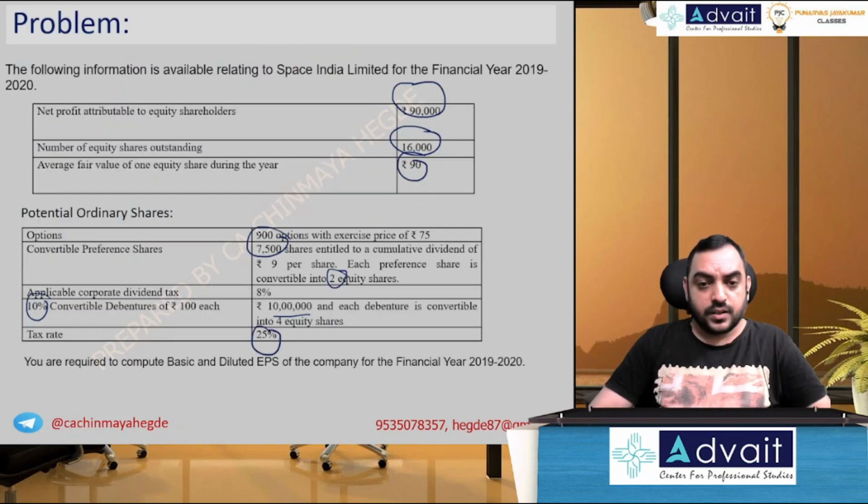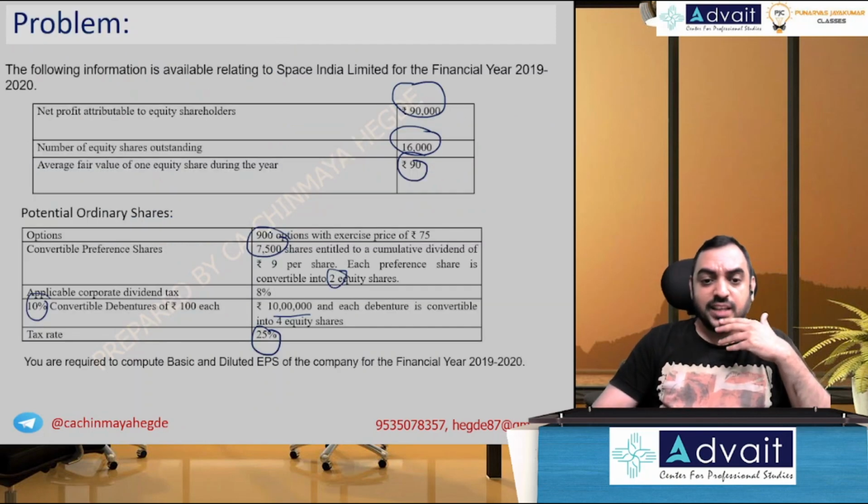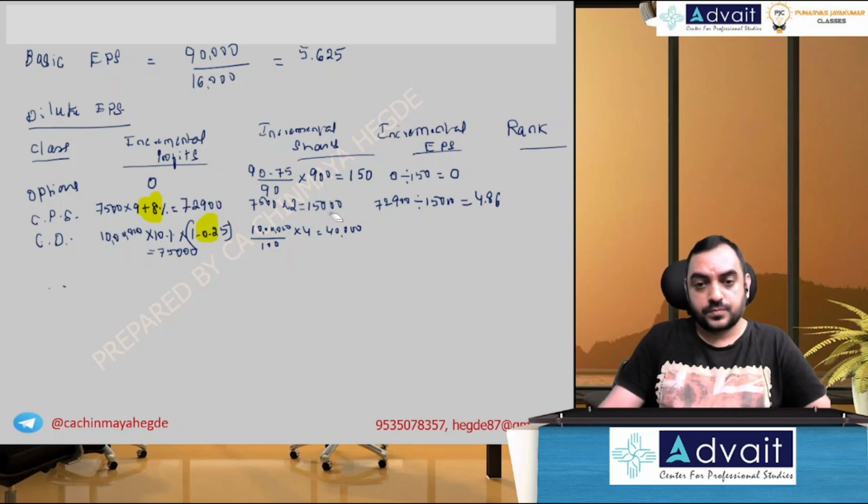Incremental shares, convertible into 4 equity shares. So 10 lakh rupees, face value 100 each. So 10 lakh rupees divided by 100, I think you get 10,000 debentures, multiplied by 4. So that is 40,000. Then 75,000 by 40,000 is 1.875.